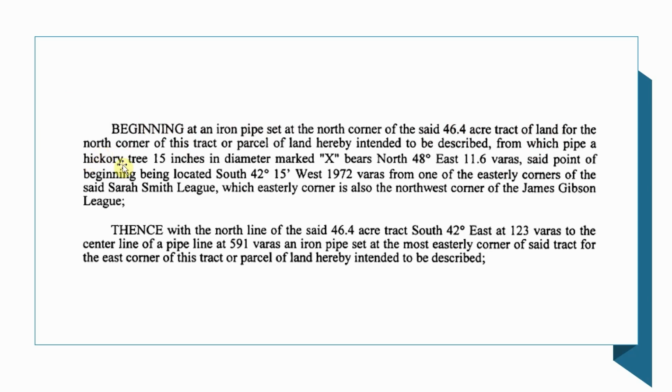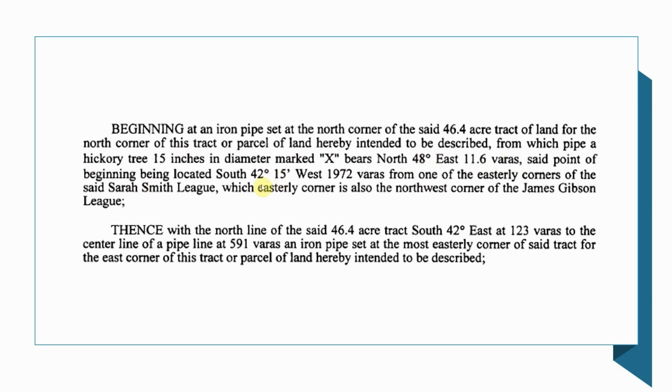We have a witness tree, a hickory tree that's 15 inches in diameter, marked with an X. So it's been blazed. If you're in the field, that's going to be really important to identify. And we know the direction and the distance for that hickory tree. We know that it's north 48 degrees east, so 48 northeast. Think azimuth. And then it's 11.6 varas away, so that's our distance.